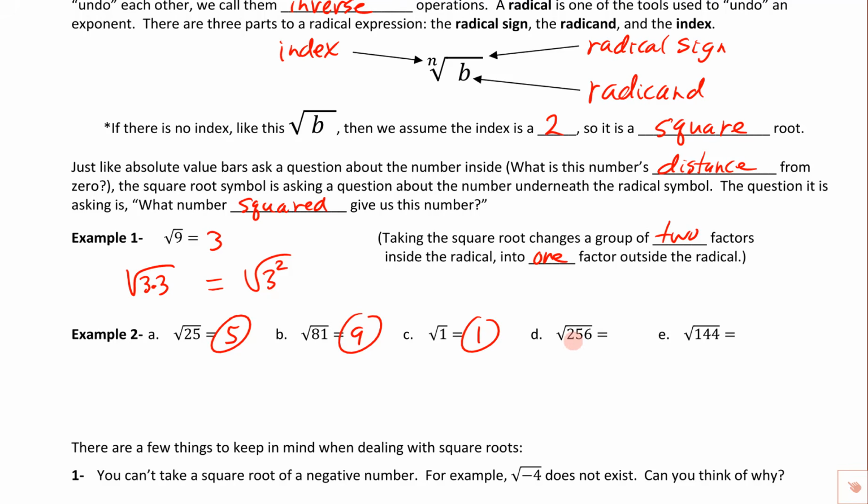These are a little bit more difficult. 256, do you remember what that is on your list? 256. That is a perfect square of 16. So if I take 16 and I square it, I get 256. So the answer on this one is 16.